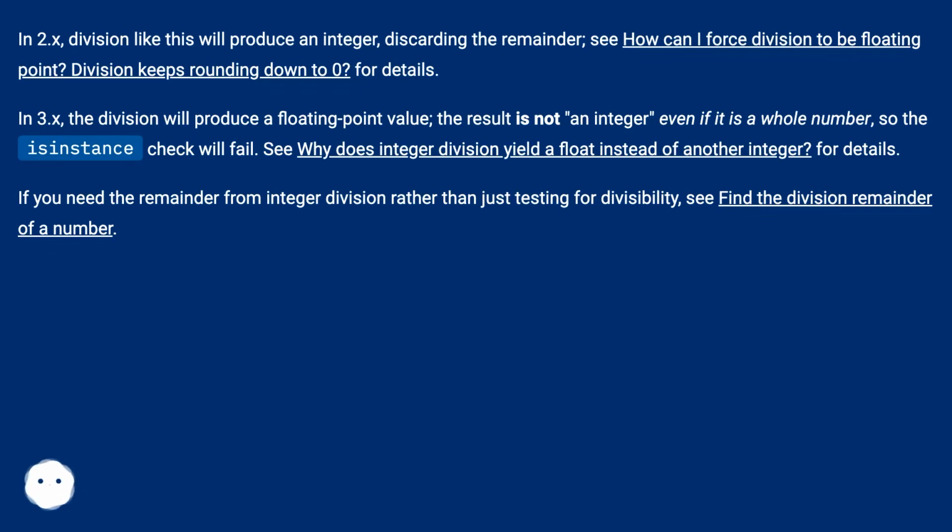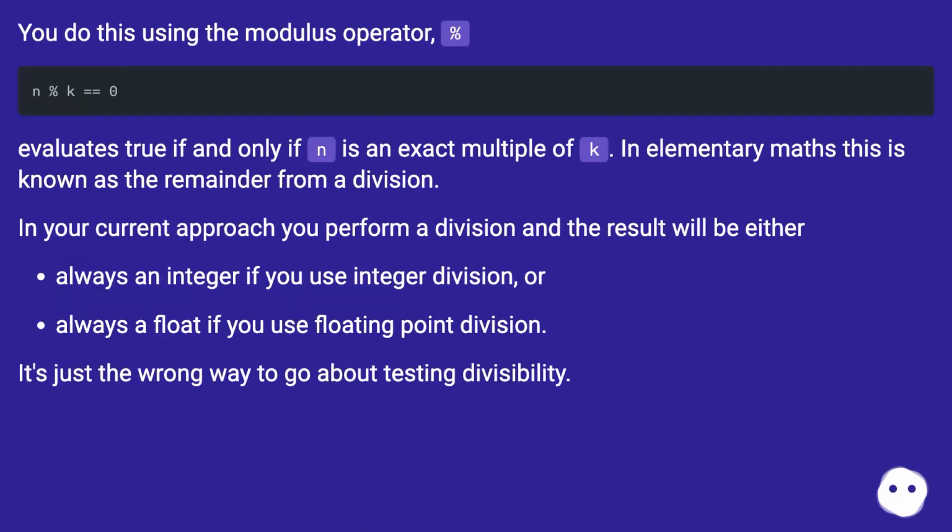For details. If you need the remainder from integer division rather than just testing for divisibility, see, find the division remainder of a number. You do this using the modulus operator, %. It evaluates true if and only if n is an exact multiple of k. In elementary maths, this is known as the remainder from a division.